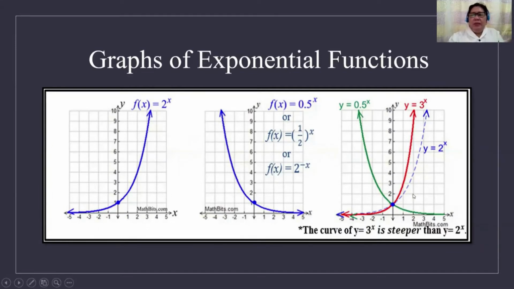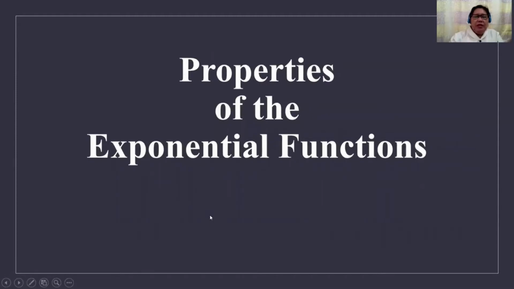And the third example is a combination of the graphs of y is equal to 0.5 raised to x, y is equal to 3 to the x, and y is equal to 2 raised to x. Notice the curve of y is equal to 3 to the x is steeper than y is equal to 2 raised to x. Let us have the properties of the exponential functions.